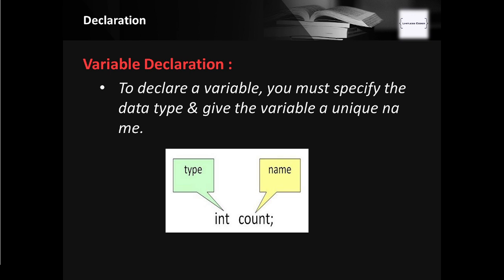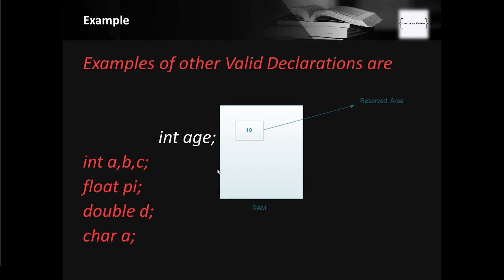We are going to declare variables in Java. In Java you declare a variable by specifying its data type followed by its name. Here is an example: int is the data type and count is the name. Another example of a valid declaration is int age. This line of code declares a variable named age of type int, which means it can hold an integer value. Right now age does not have any value. It's just an empty container.